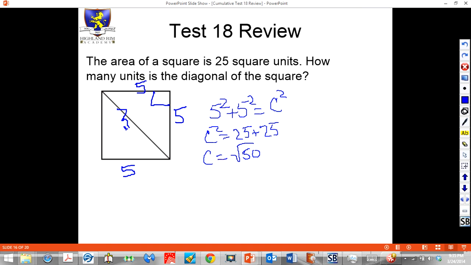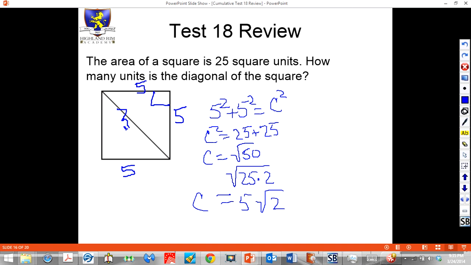And so now, what is that? The square root of 50 is equal to the square root of 25 times 2. So c is now equal to 5 times the square root of 2. And that's the easiest you can get.